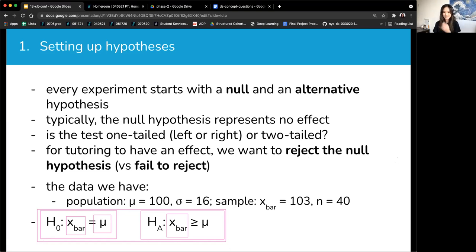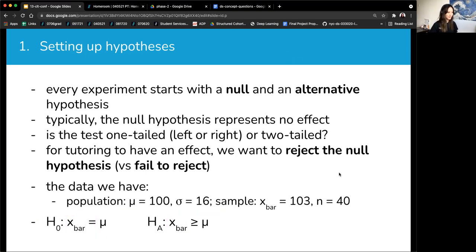When you're talking about hypothesis testing in statistics, you always say reject or fail to reject. So basically, if tutoring has an effect, we reject the null hypothesis. But if tutoring does not have an effect, we fail to reject the null hypothesis. This is more terminology, but that's just more context setup.